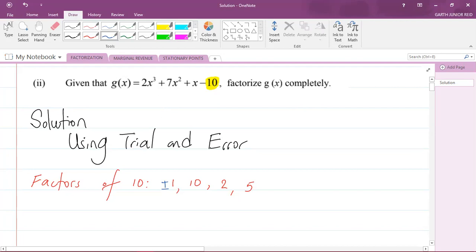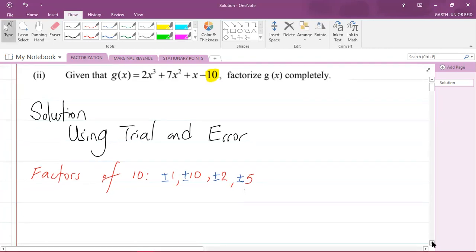The aim is that whenever we substitute the number into the polynomial for x, we must get 0 as the output. That means that we have a factor. If you try positive 1 and you don't get 0, you can try negative 1. If you try positive 10 and it doesn't work, try negative 10. If positive 2 doesn't work, try negative 2. If positive 5 doesn't work, try negative 5. I'm just going to show you what the factor is.